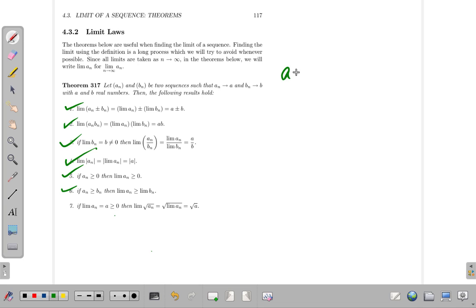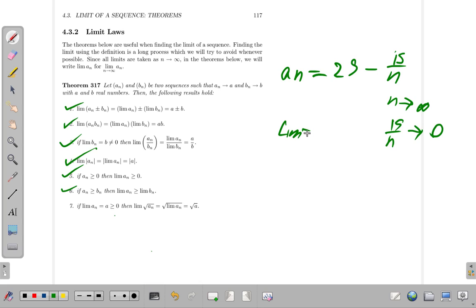An example. Suppose an is equal to, say, 25 minus, let's say, 1 over n. What's the limit of this? Even if you don't put 1 over n, if you put 15 over n, the same argument. Whatever number you put over n, as n tends to infinity, 15 over n or any other number over n would tend to 0. So the limit would be 25.